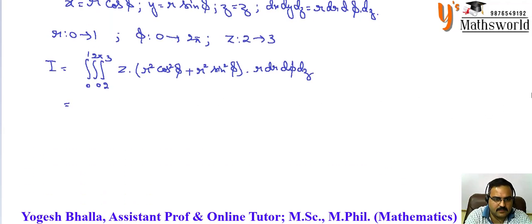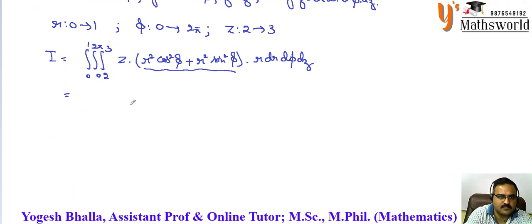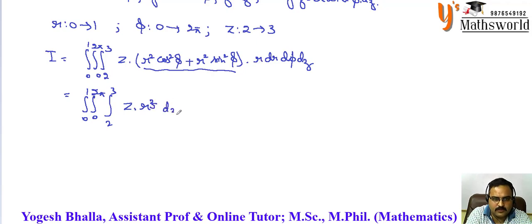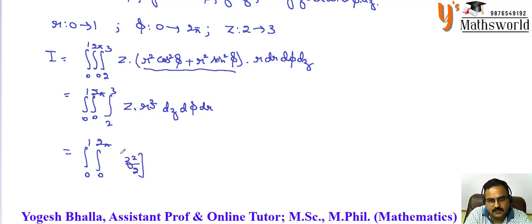If we take r² common from this part, cos²φ + sin²φ, this value will be 1. So z into r² into r gives r³ dz, then dφ and then dr, with limits 0 to 1, 0 to 2π, and 2 to 3. Now integrating with respect to z, it will be z²/2 within the limits 2 to 3, and r³ is as it is, with dφ and dr.